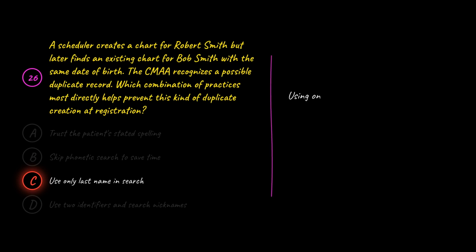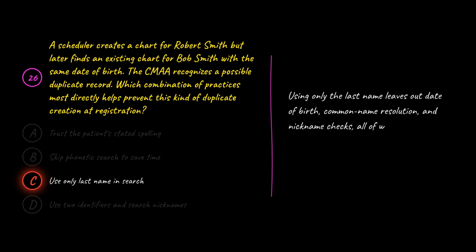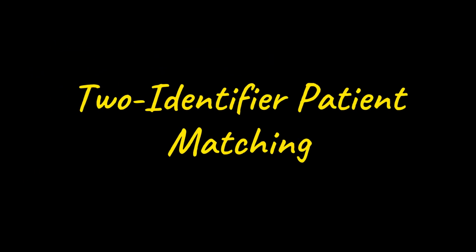C is wrong because using only the last name leaves out date of birth, common name resolution, and nickname checks, all of which are needed to confirm that the patient does not already have an existing record. Patient registration relies on a two identifier rule to ensure the right chart is opened for the right patient.